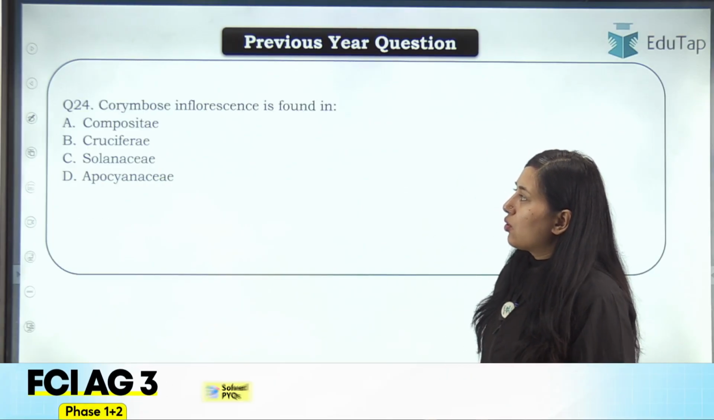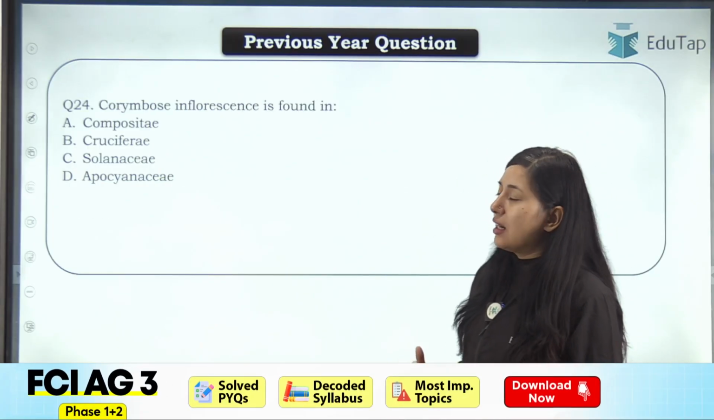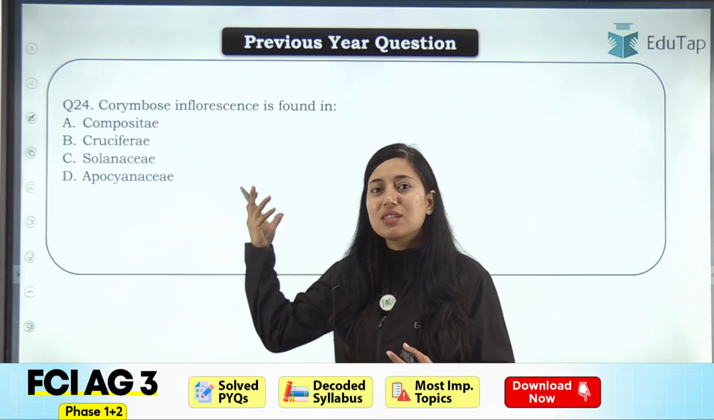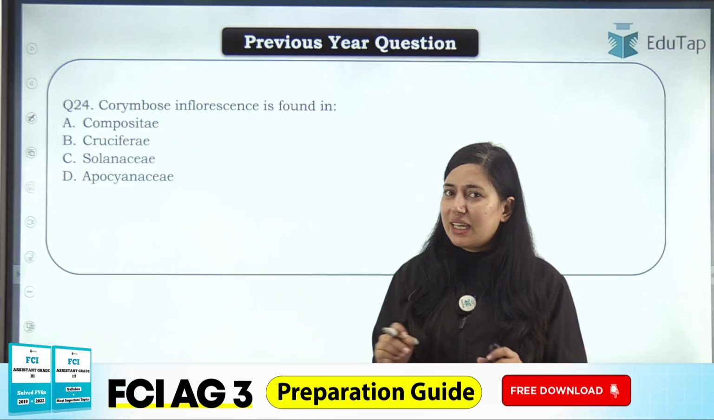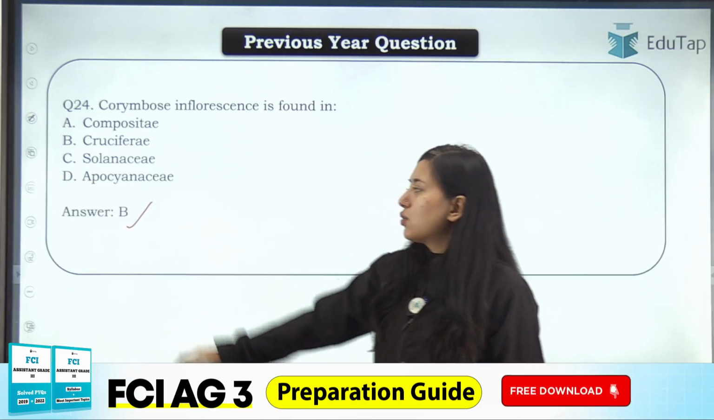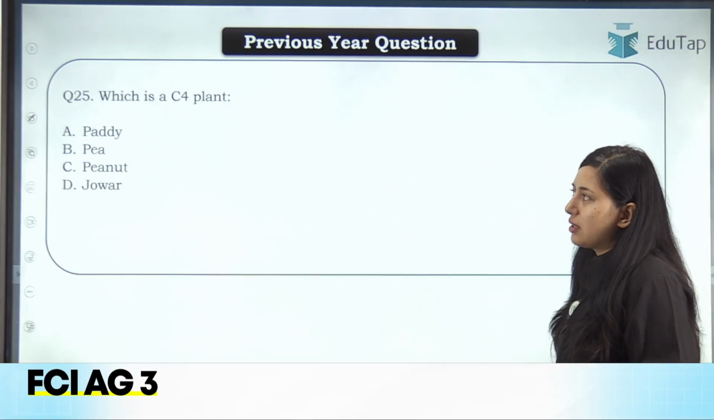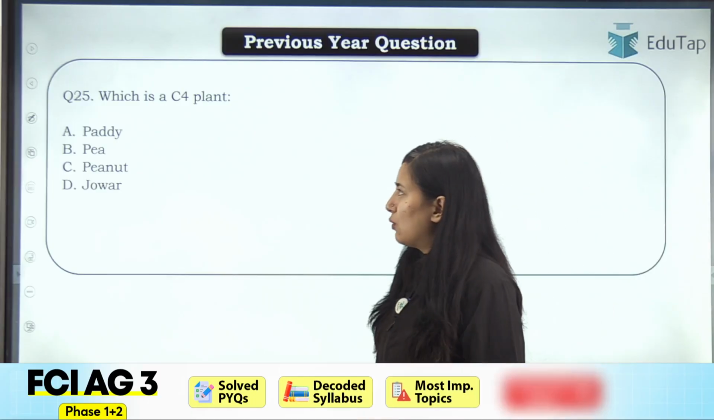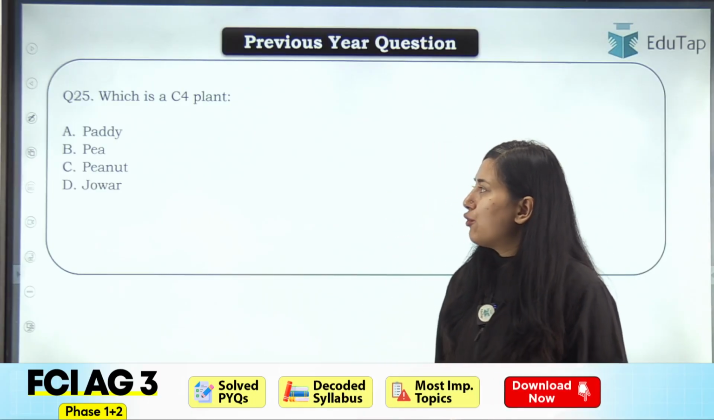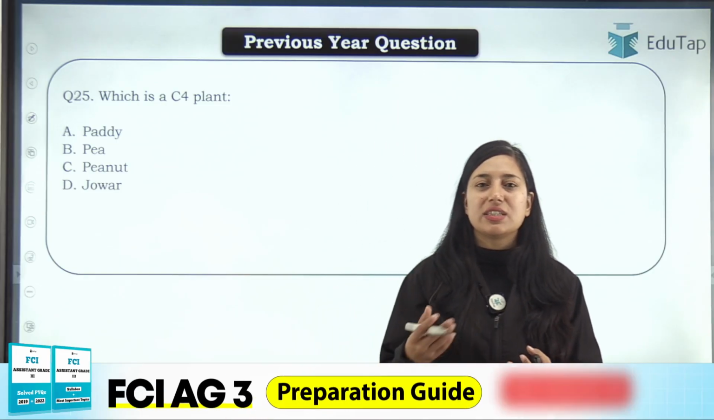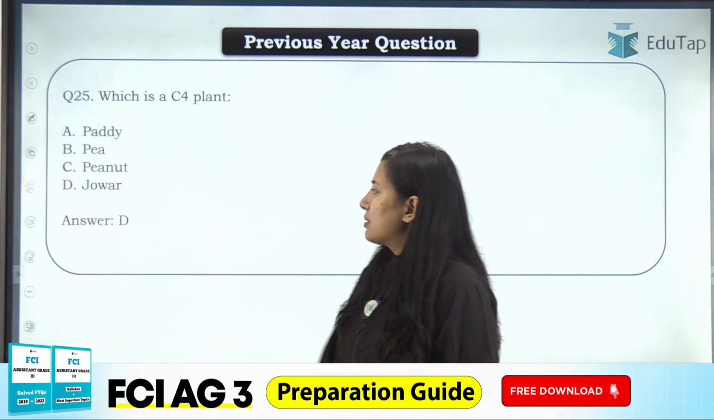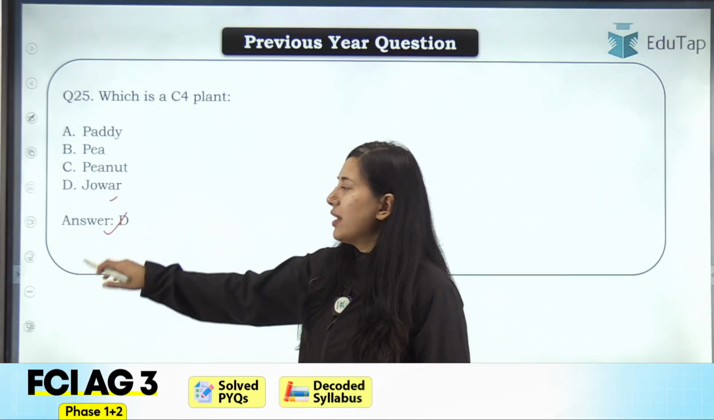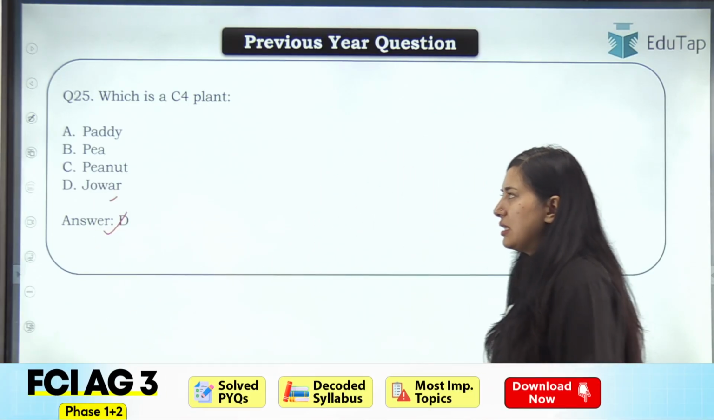Next is, corymb inflorescence is found in. So corymb inflorescence is found in which of the following families? So again, in NCERT it is also given. So it is cruciferae. इसे cruciferae family में corymb inflorescence found होता है. Okay, which is a C4 plant? Again very easy question. In NCERT it is given, C3, C4 and CAM plants. There are examples also given. So the C4 plant is basically your jowar. So jowar is a C4 plant, the rest are C3 plants.